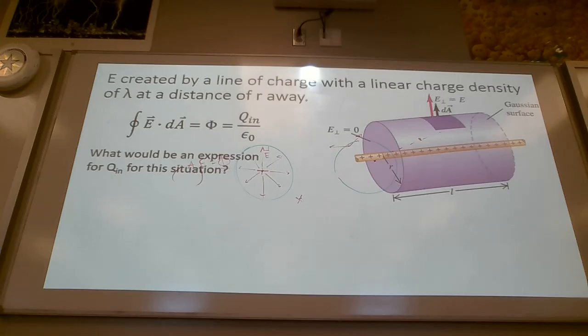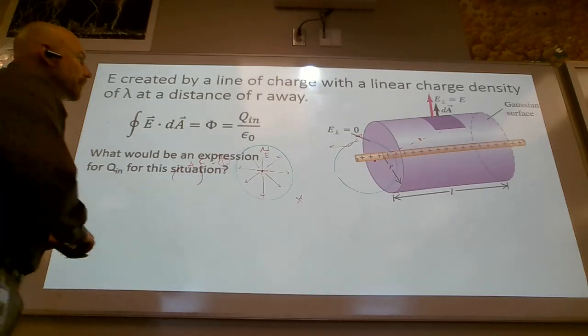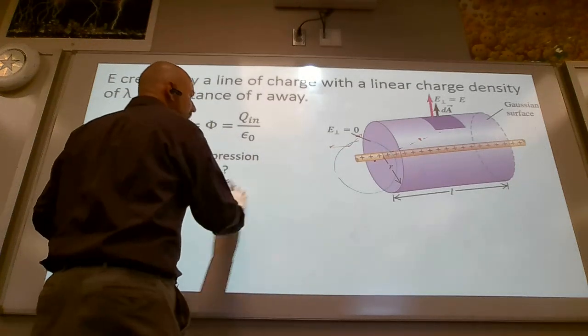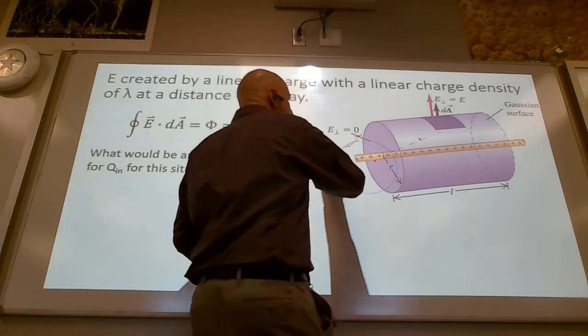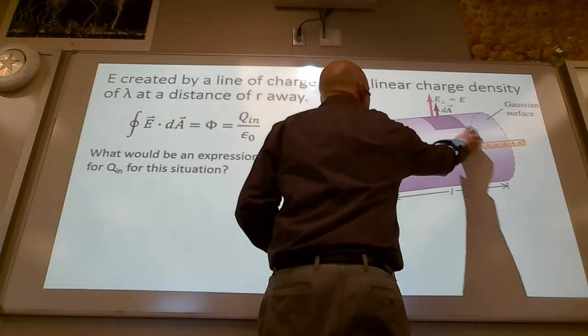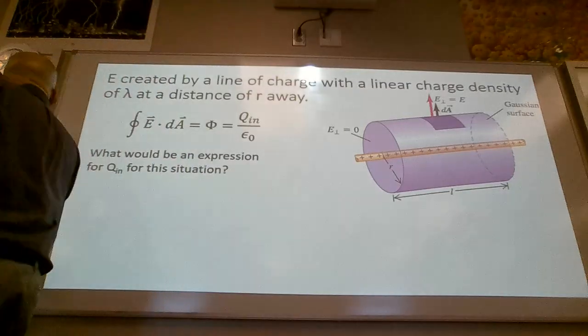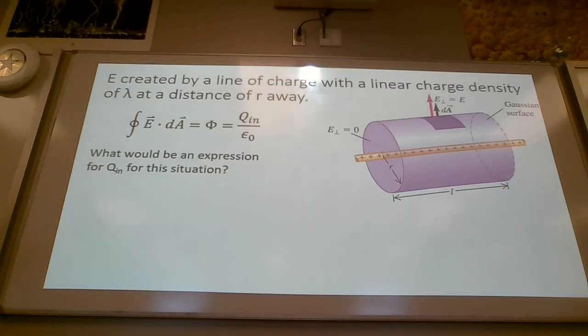Okay, so this is a classic problem for free response. What's the electric field created by a line of charge that has a linear density of lambda at a distance r away? Okay, so we're starting with Gauss's law.